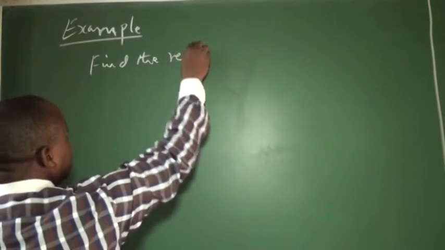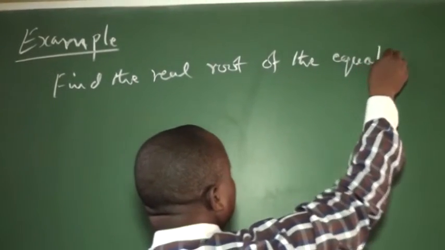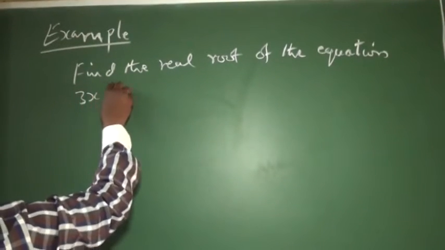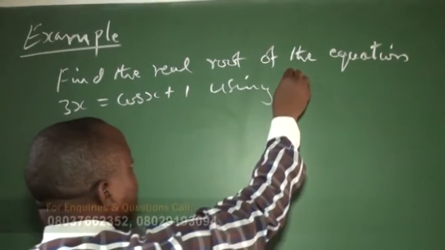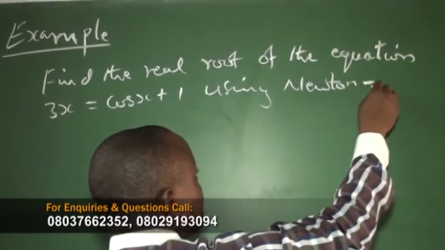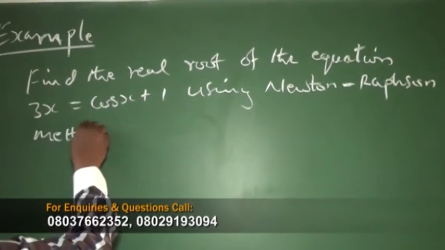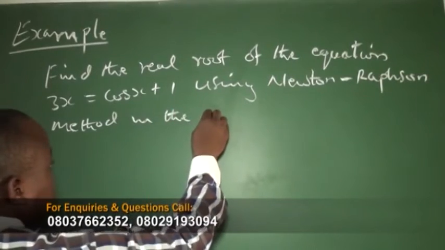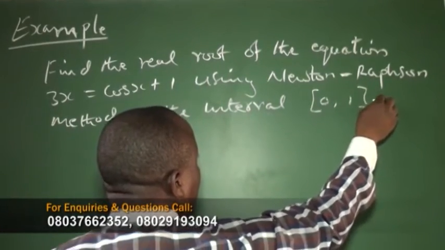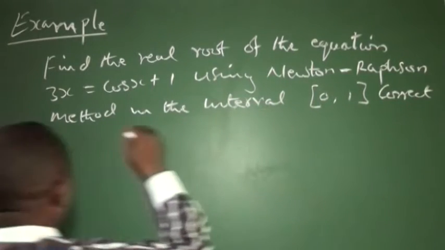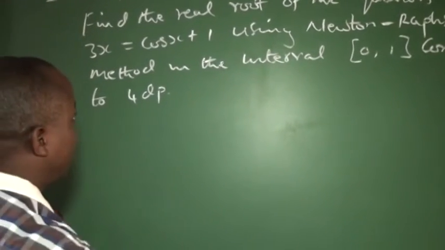Find the real roots of the equation 3x equals cos x plus 1, using the Newton-Raphson method in the interval 0 and 1, correct to 4 decimal places. So we now take the solution.